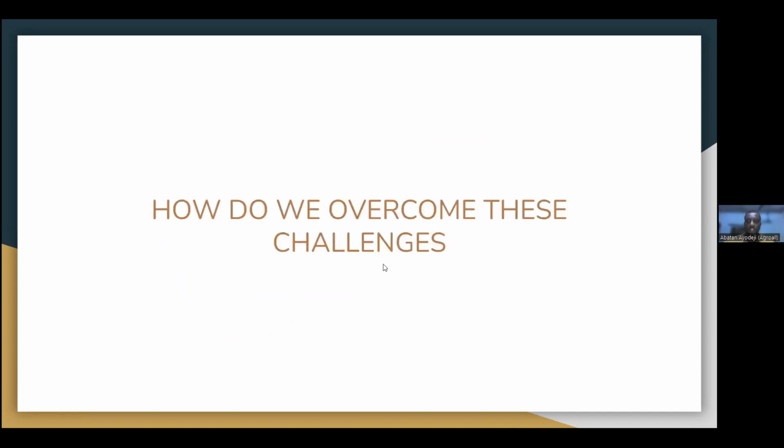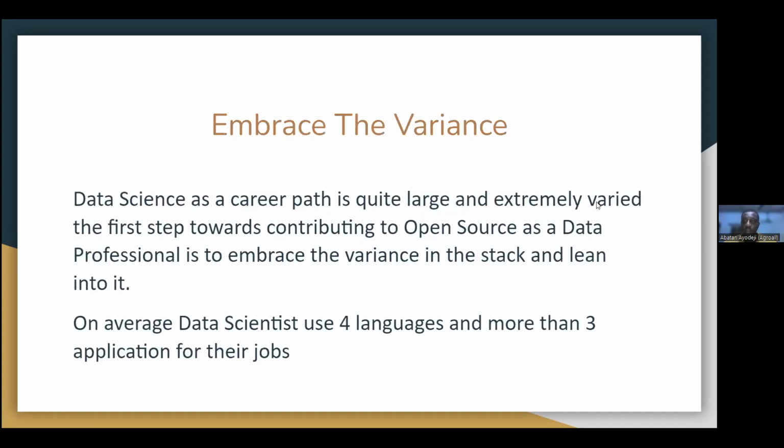So how do we overcome these challenges? It's one thing to know the challenges and it's another thing to know how to deal with them. So the first thing I've detailed here is embrace the variance. Like I said earlier, data science is quite large and extremely varied. So if you really want to contribute towards data science, you have to embrace the fact that it is quite large. Let me come back to the earlier example about the text-to-speech project that I couldn't contribute to.